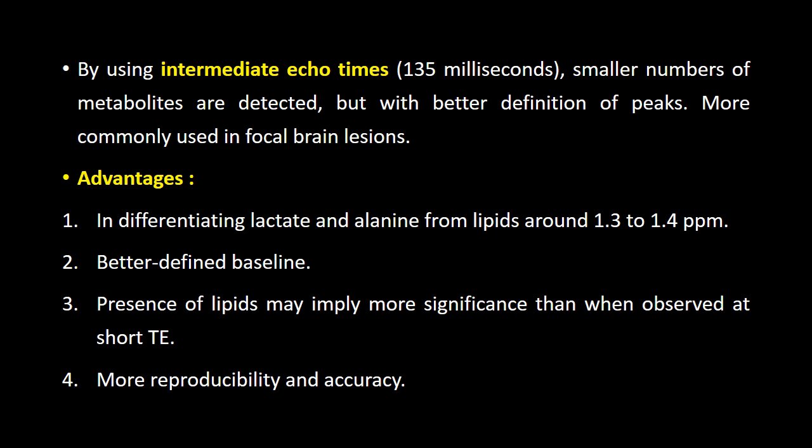It is useful in demonstrating myoinositol, glutamine glutamate complex, amino acids, lactate, and lipids. By using the intermediate echo times, that is approximately 135 milliseconds, a smaller number of metabolites are detected. However, the definition of these peaks is better. The advantage of using an intermediate echo time is that it helps in differentiating lactate and alanine from lipids at around 1.3 to 1.4 ppm.